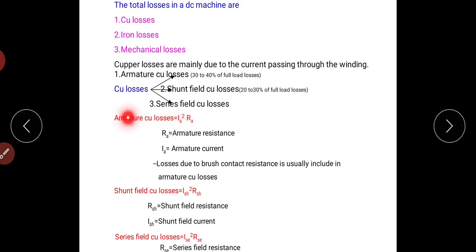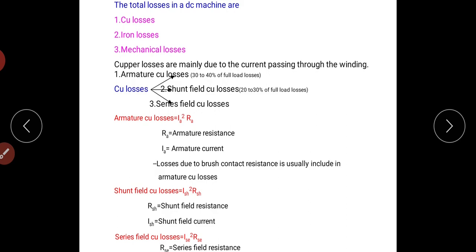So first one, armature copper losses. It equals armature current square into armature resistance, IA square into RA. Here RA is called armature resistance, IA is called armature current. Okay. So next one, shunt field copper losses. Shunt field copper loss equals shunt field current square into shunt field winding resistance. So it equals ISH square into RSH. Here RSH is shunt field resistance, ISH is shunt field current.